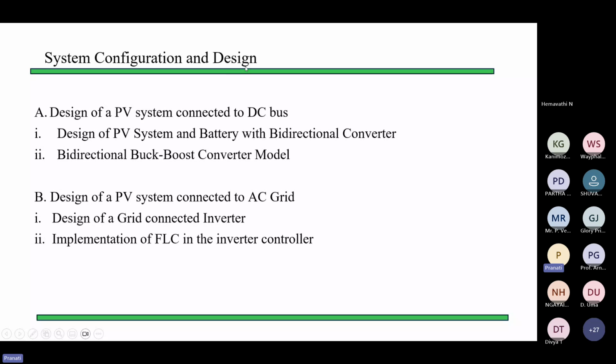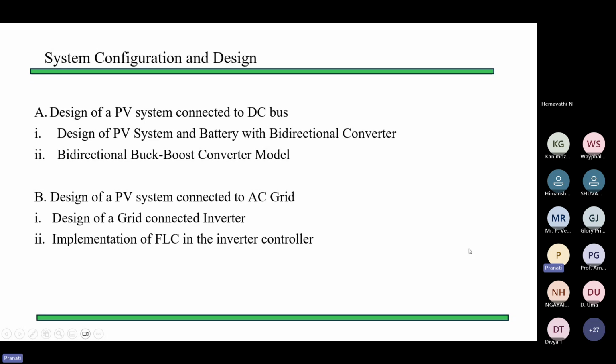Now, in the system design, there is the configuration and design of a PV system connected to a DC bus, and the design of a PV system connected to an AC grid. I have considered both the DC bus and the AC side. For the PV system connected to the DC bus, I have considered two points. One is the design of a PV system and battery with a bidirectional converter, then the bidirectional buck-boost converter model. Then, the design of a PV system connected to an AC grid. There we have studied the design of a grid connected inverter and implementation of a PI controller in the inverter control.